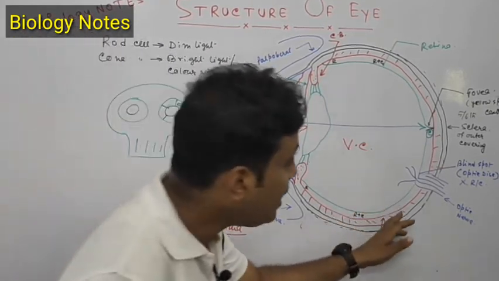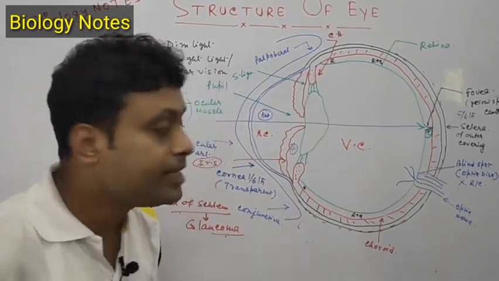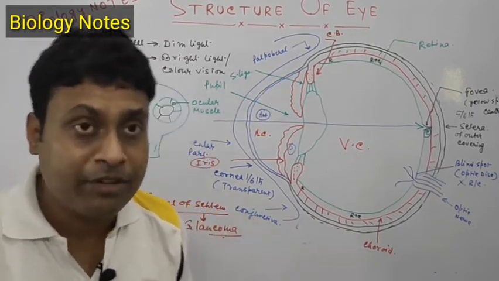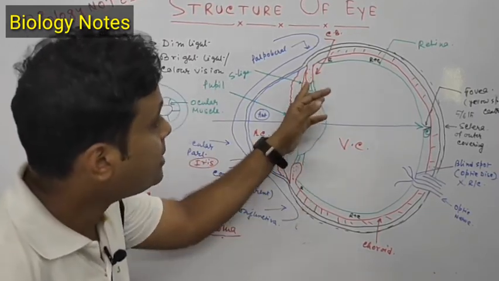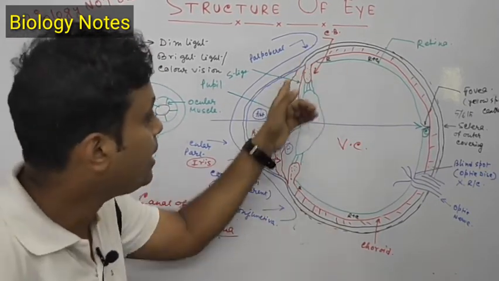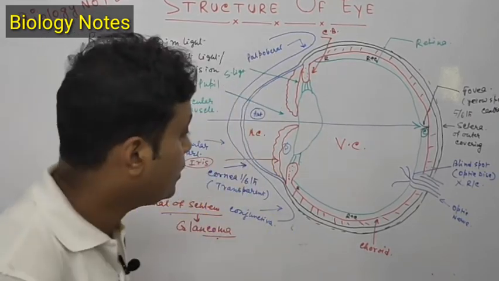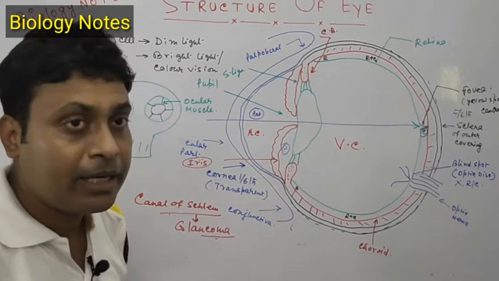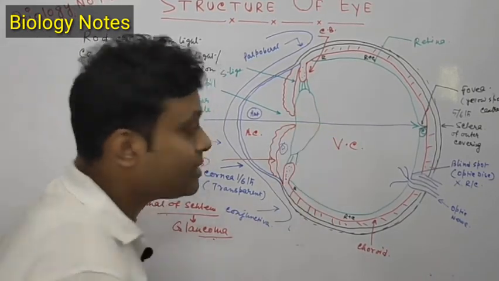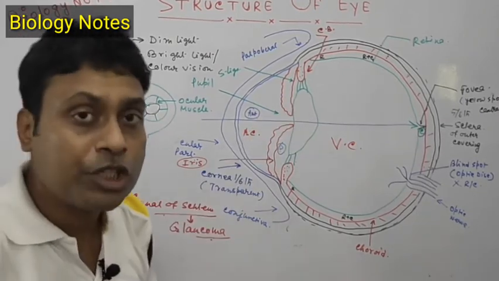And the middle layer of the eyeball is known as the choroid, and this is vascular. So this will provide nutrients to the different parts of our eye. Anteriorly, the choroid will form two special structures, the ciliary body and the iris. The ciliary body usually remains attached with the suspensory ligament, and the suspensory ligament holds the lens in a particular position. Also this causes the accommodation of the eye.